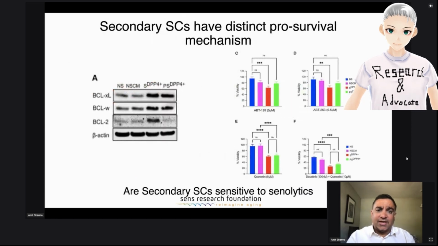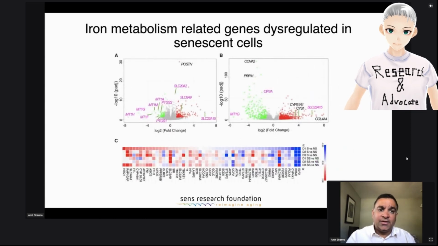We know, for instance, that paracrine senescent cells are phenotypically quite different from primary senescent cells. We published a paper in which we showed that paracrine senescent cells are resistant to conventional senolytic drugs, but they have another vulnerability. In addition to being resistant to apoptosis, they were also resistant to ferroptosis.